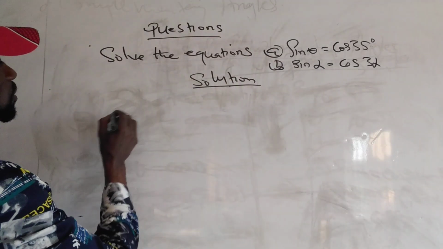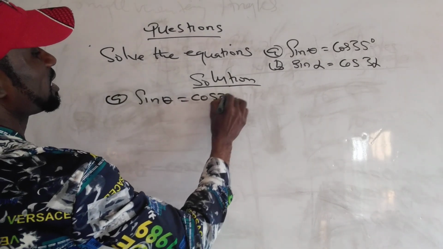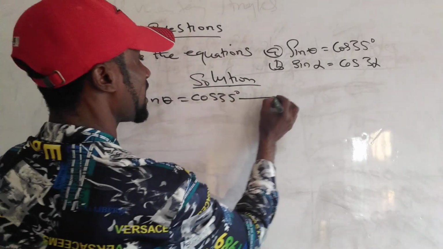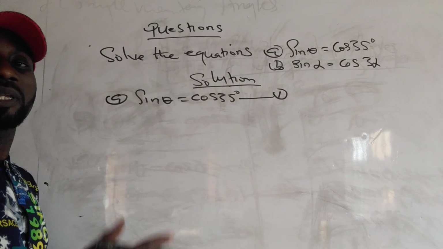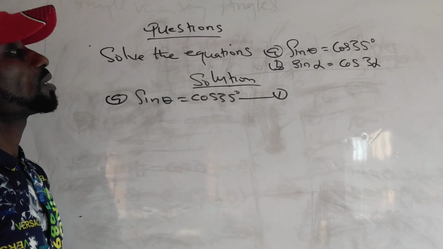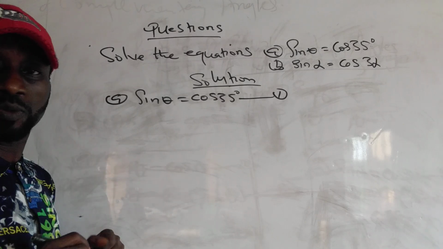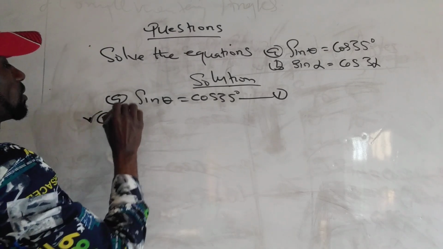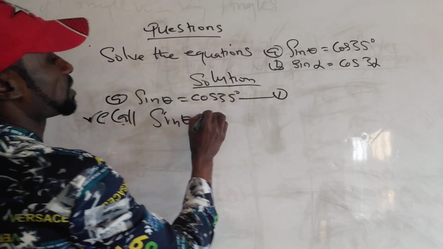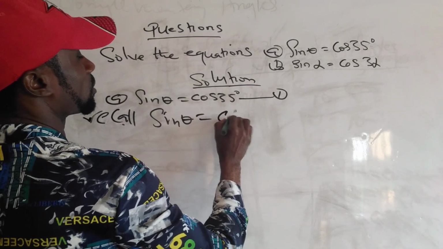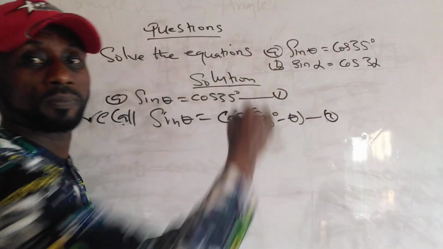In the first one, we have that sine theta is equal to cos 35 degrees. I will advise my students to always make that equation 1. Recall the 3 identities I gave to you in the last video before we went on a short break. Which identity corresponds to this equation 1? That is identity 1, which says that sine theta is equal to cos of 90 degrees minus theta. I can call this equation 2.